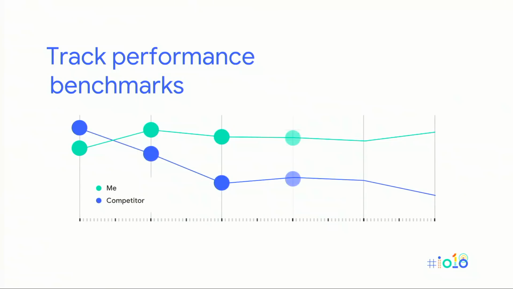Additionally, the Chrome UX report is updated monthly, so you can track your performance benchmarks over time. As I optimize the performance of my site, I can actually see those gains in each iteration of the report. Or alternatively, I could see that my competitor is investing in performance, and I really need to catch up.